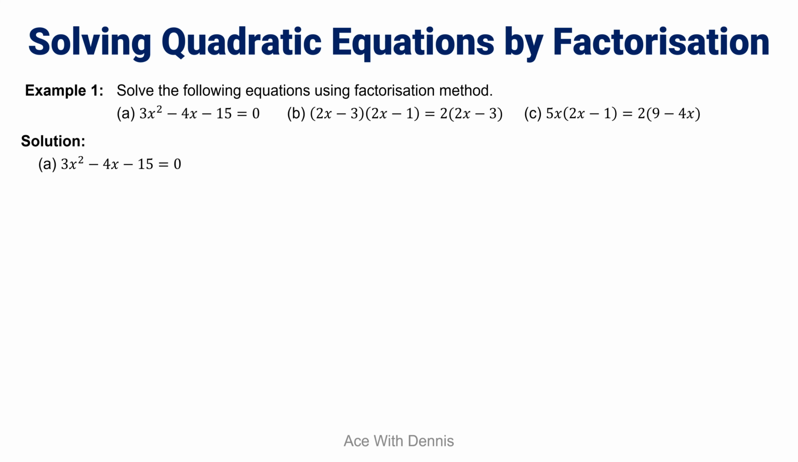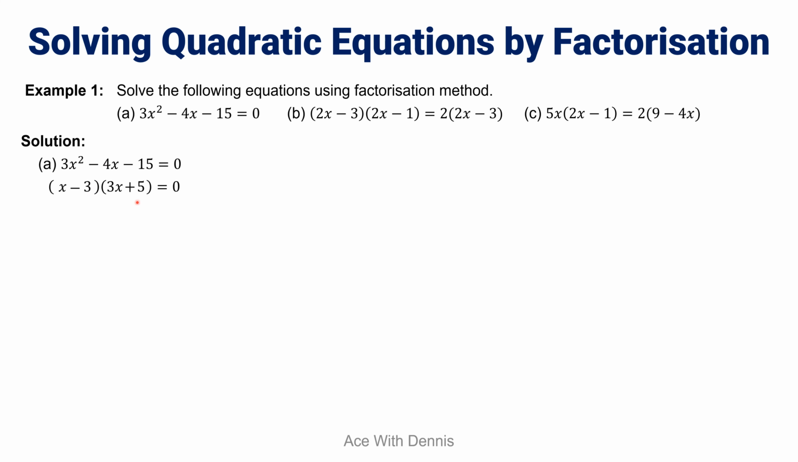So here's the solution. For A, 3x squared minus 4x minus 15 equals 0. Let's factorize this using the double bracket method. We write down the double bracket, and x times 3x gives 3x squared. Next I'll write 3 and 5, with a negative sign here and a positive sign here, because negative 3 times 3x gives negative 9x, 5 times x gives 5x, so negative 9x plus 5x gives negative 4x.